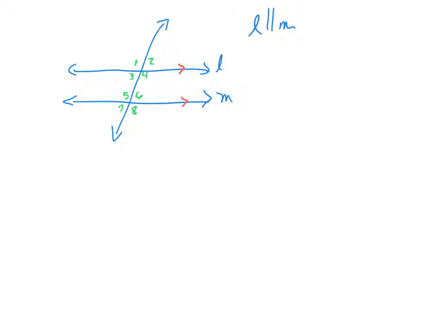The transversal. So we've got interior angles. And the interior angles are the angles inside the two parallel lines. So who are the interior angles? 3, 4, 5, and 6. What do you think the next one is? Exterior. Oh my gosh, yes. Exterior angles. Which is 1, 2, 7, and 8.